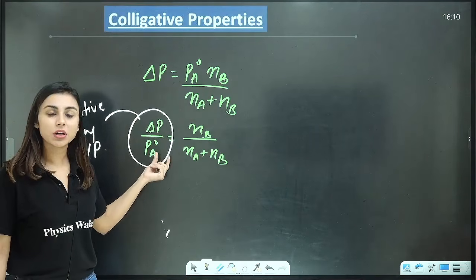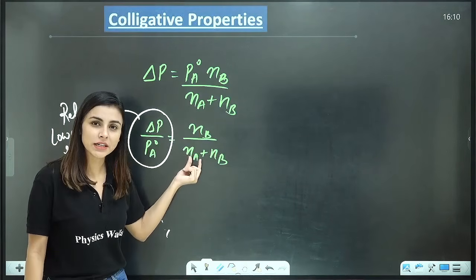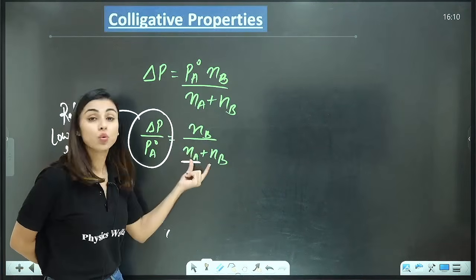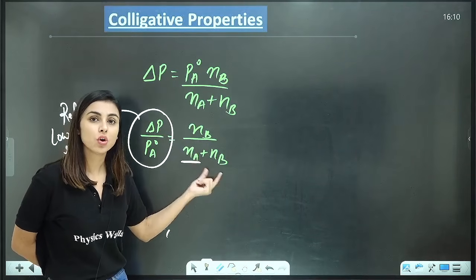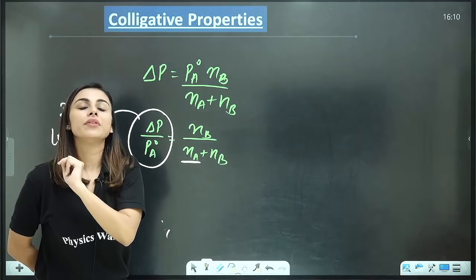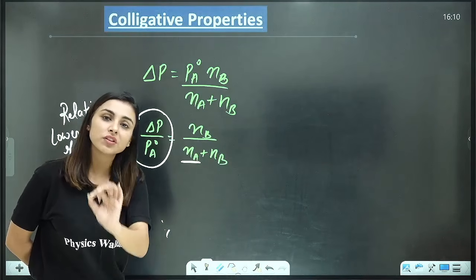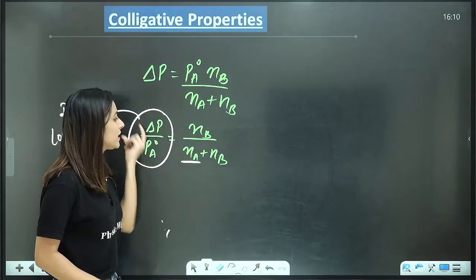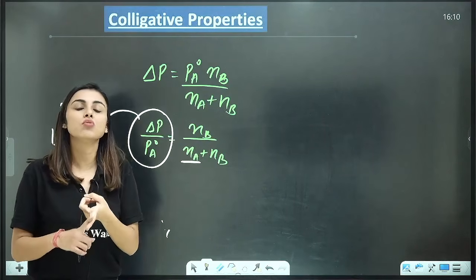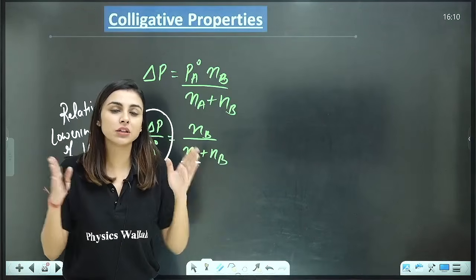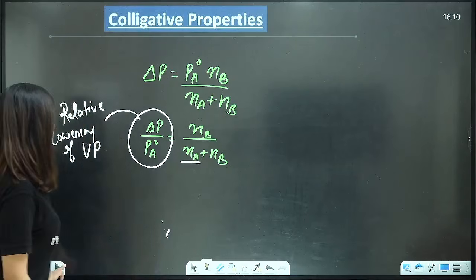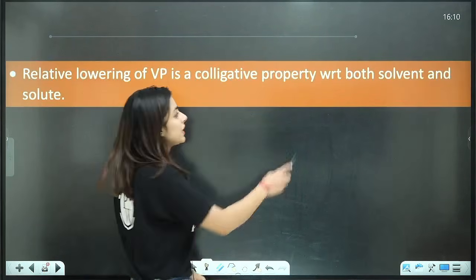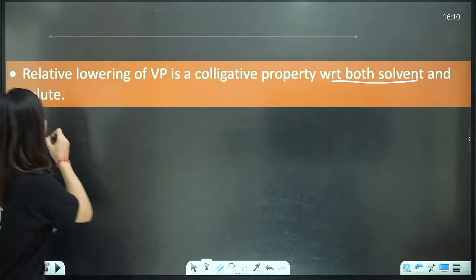Delta P by PA naught also depends on the moles of solvent. Does it depend on the nature of the solvent? We don't have the pressure expression now. No. So relative lowering of vapor pressure is a colligative property with respect to both the solute and the solvent. Why? Because this whole expression depends only on the moles of solute and moles of solvent, and not on the nature of the solute or solvent. That is the reason we say that relative lowering of vapor pressure is a colligative property with respect to both solvent and solute.